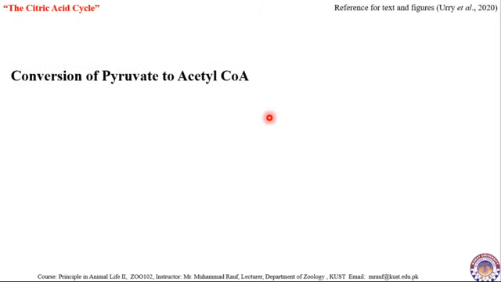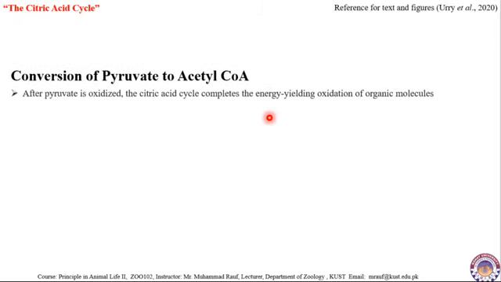Introduction. Now first we will discuss how the pyruvate, which is the end product of glycolysis, converts into acetyl coenzyme A, because the starting point for the Krebs cycle is acetyl coenzyme A and the end product of glycolysis is pyruvate. So what are the different steps which lead to the conversion of pyruvate into acetyl coenzyme A?